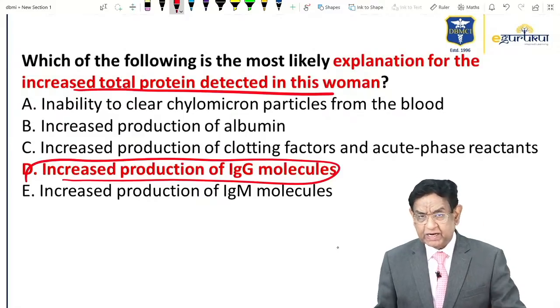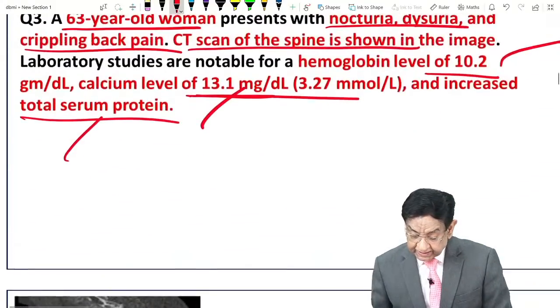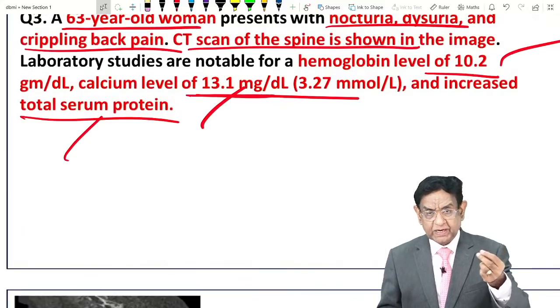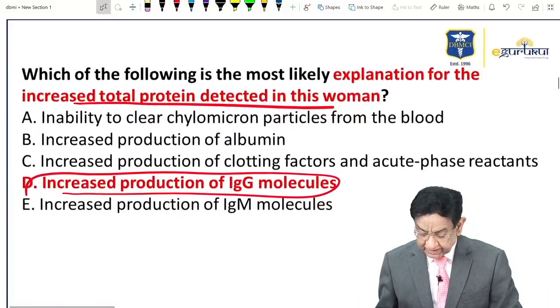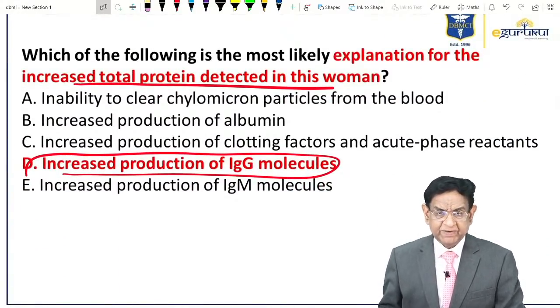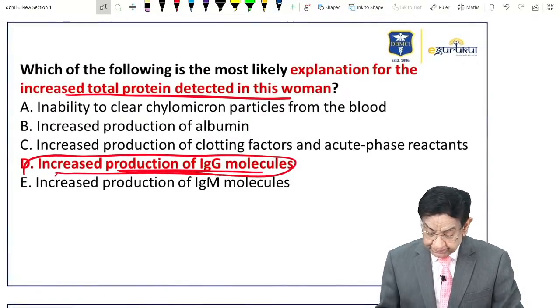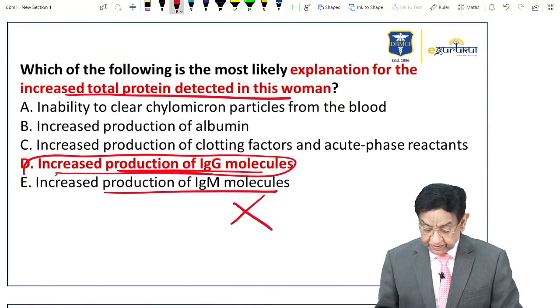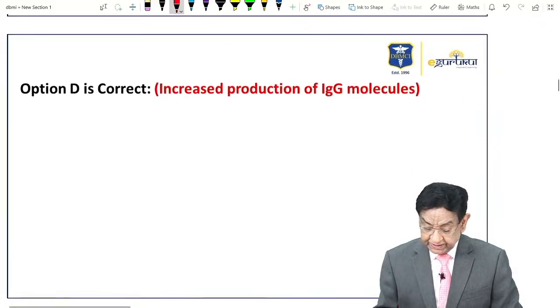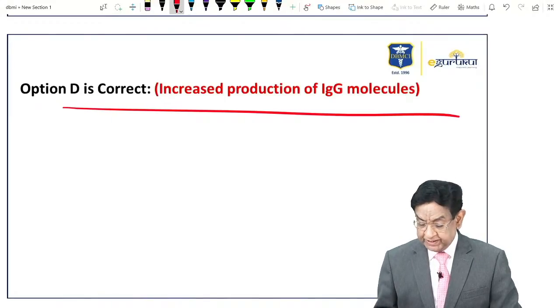As the diagnosis goes, do we get any condition where calcium is high and there is increased protein? We learn the golden line: if these two are there, we are dealing with multiple myeloma. We also know the immunology part, that in multiple myeloma we have plasma cells which produce immunoglobulin. So the best answer is increased IgG protein. Increased production of IgM, no, this occurs in Waldenstrom macroglobulinemia. So let's look into each one of them. Increased production of IgG is the one which contributes to increased total serum protein.